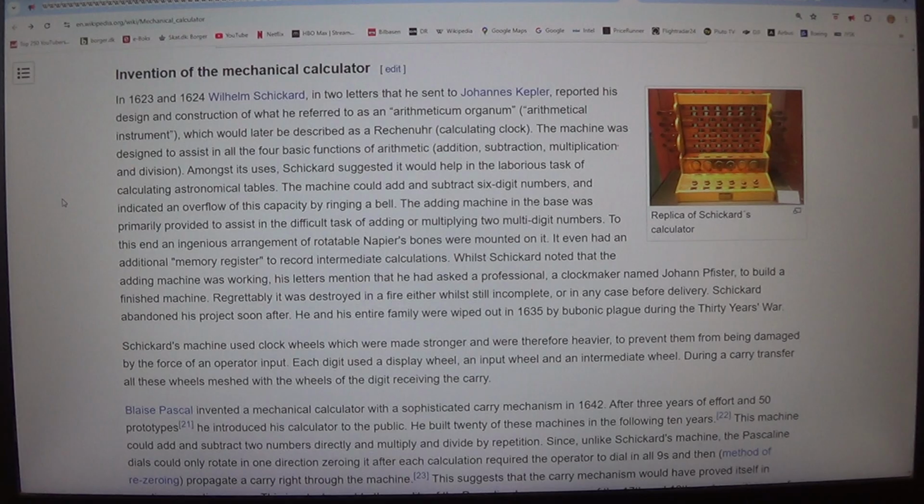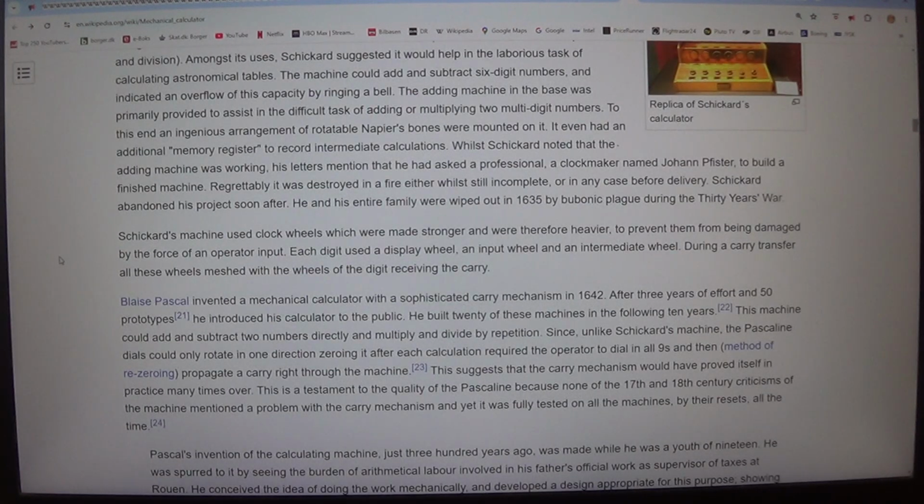The adding machine in the base was primarily provided to assist in the difficult task of adding or multiplying 2 multidigit numbers. To this end, an ingenious arrangement of rotatable Napier's bones were mounted on it. It even had an additional memory register to record intermediate calculations.